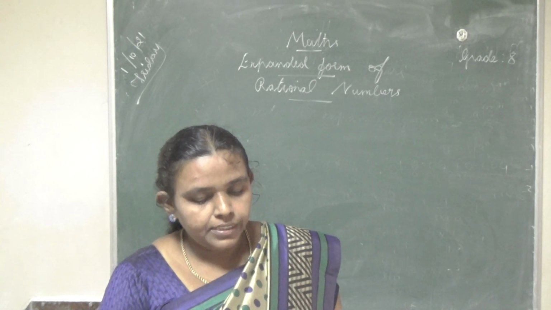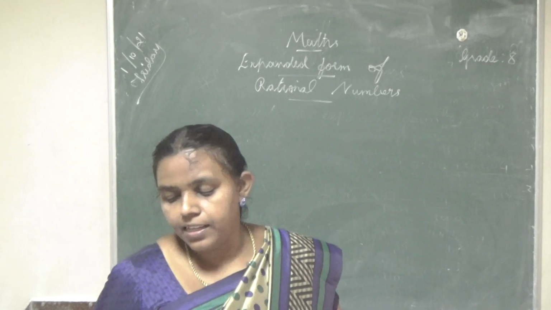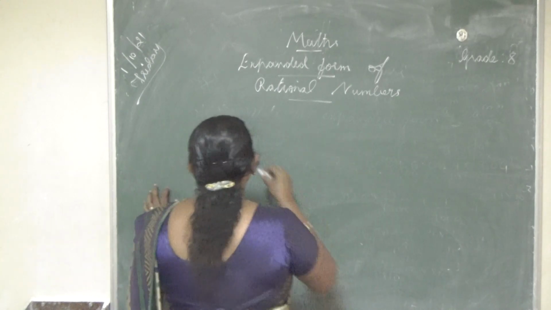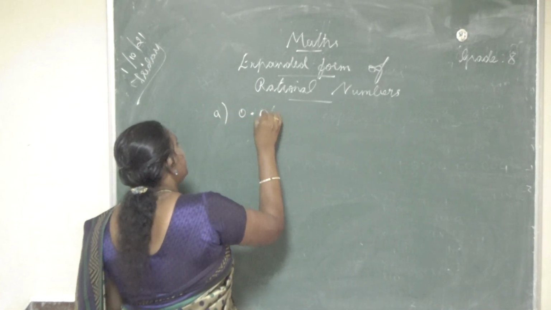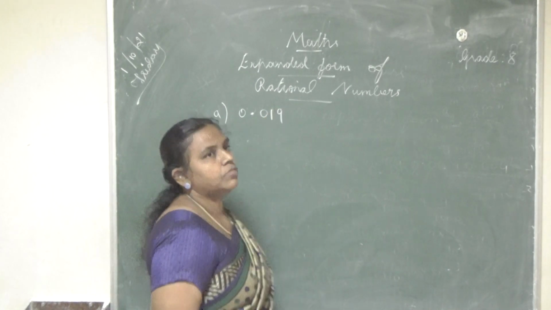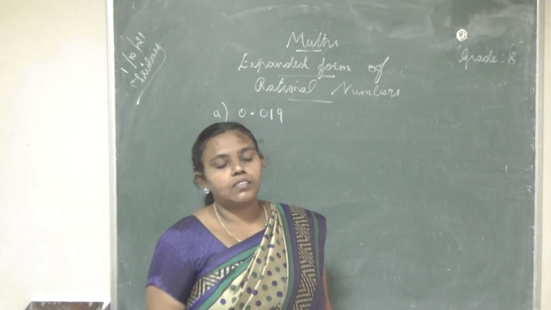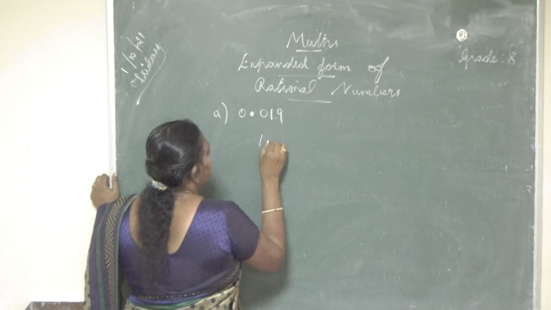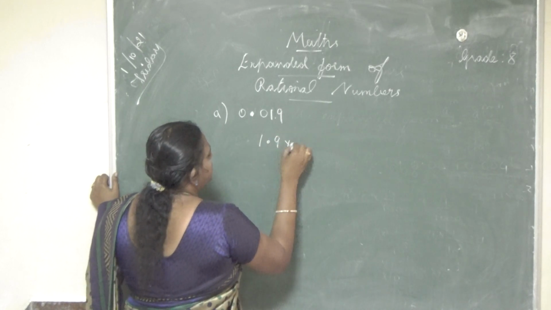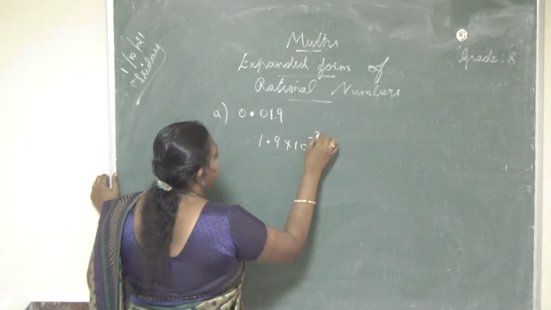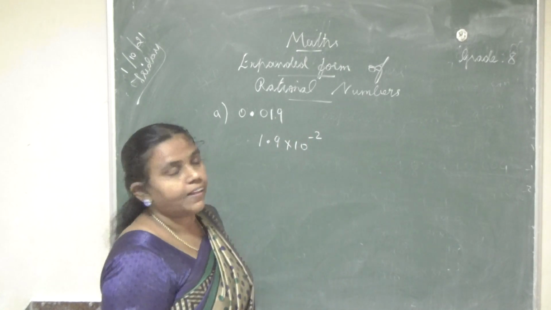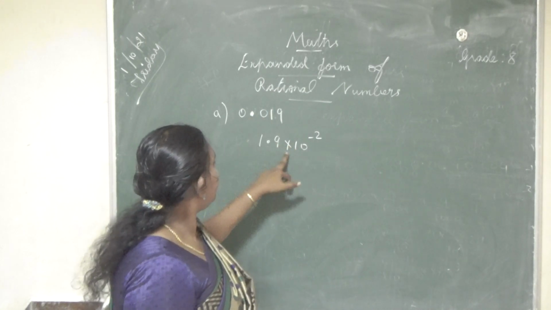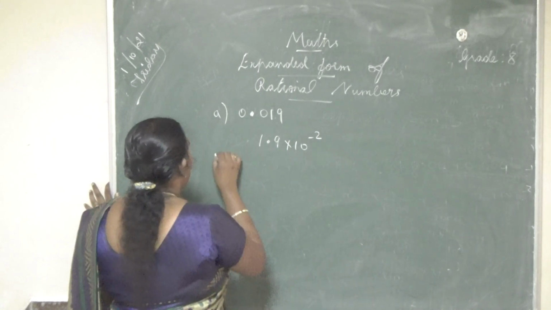Example 13, express the following numbers in the standard form. What is the first problem? 0.19 in standard form. How will you write it? See, this point I am changing here: 1.9 into 10 to the power, the point has moved, so minus 2. 1.9 into 10 to the power minus 2.